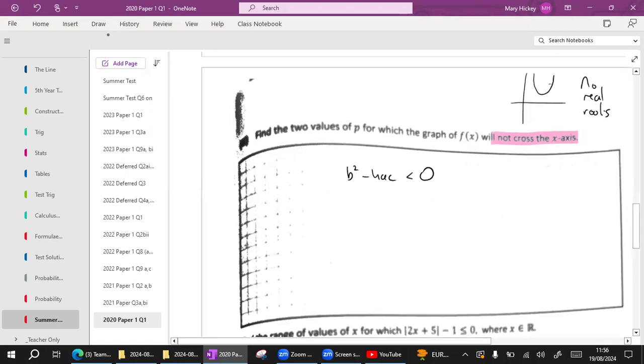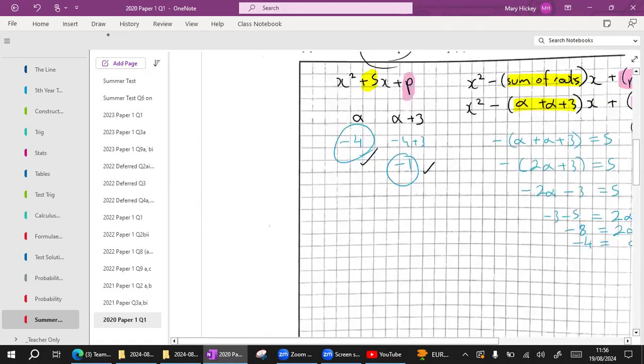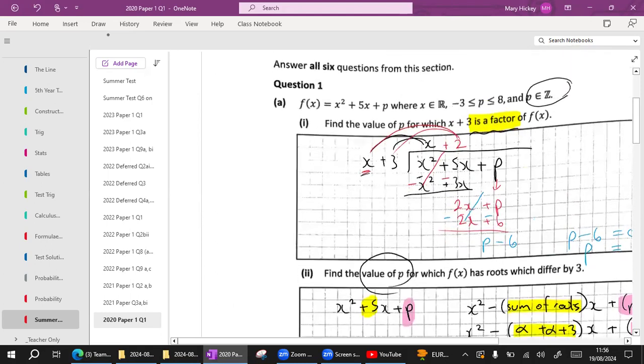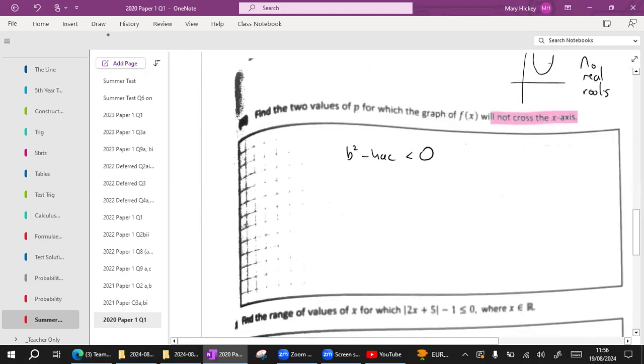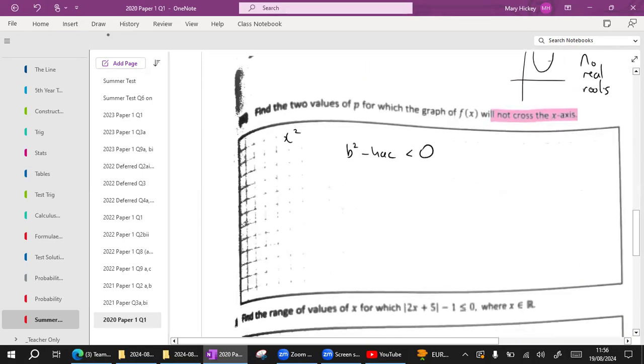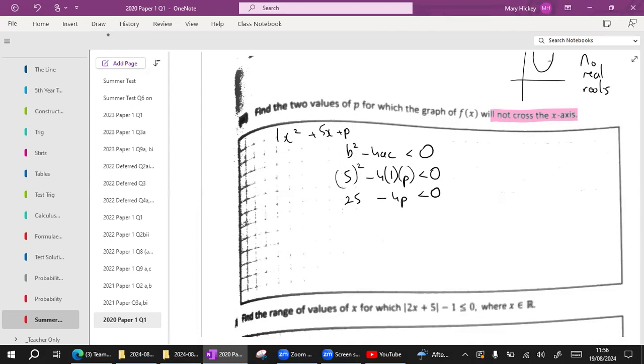Now, we'll just rewrite the function again. So it's x squared plus 5x plus p. So my b is 5, so that's 5 squared minus 4a. Well, a is 1, the coefficient of x squared, and c is p. So that gives me 25 minus 4p is less than 0.